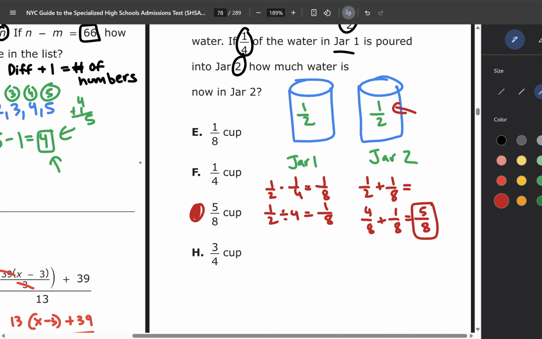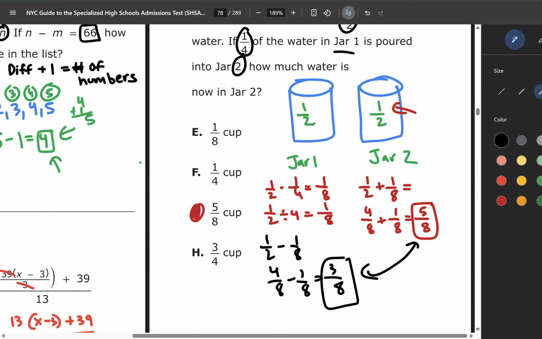One thing, if you want to find the amount of water that is in jar 1 now, after we have moved 1/8 cup, all you got to do is 1/2 minus 1/8. That's 4/8 minus 1/8, that's 3/8. So notice how the sum of these two is equal to the sum of these two. 1/2 plus 1/2 is equal to 1, and 3/8 plus 5/8 is equal to 1. That makes sense because we're not mysteriously adding water out of nowhere. We're taking water from one jar and putting it into the other jar.